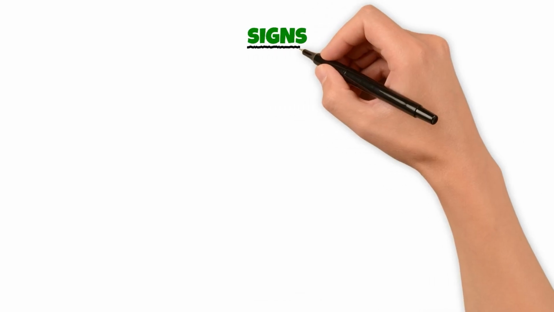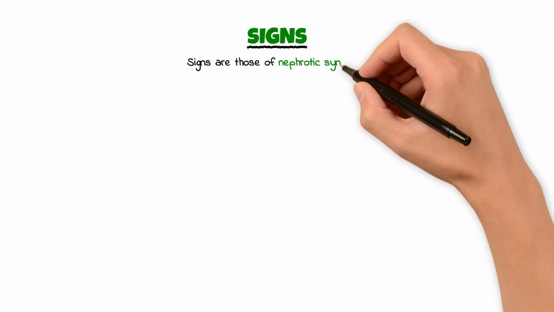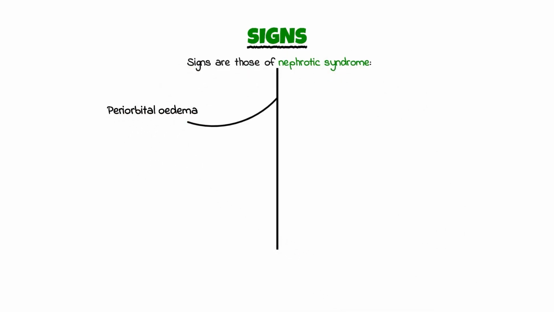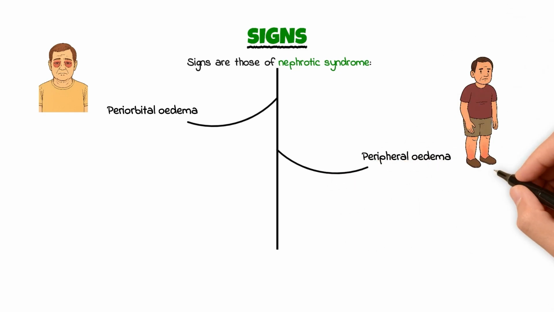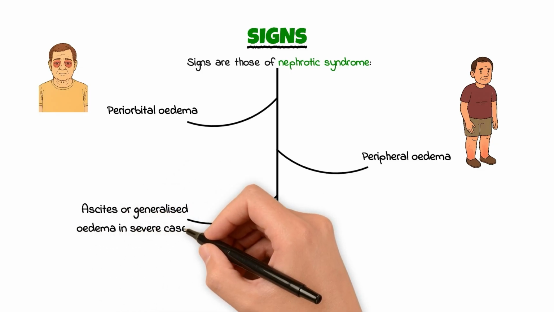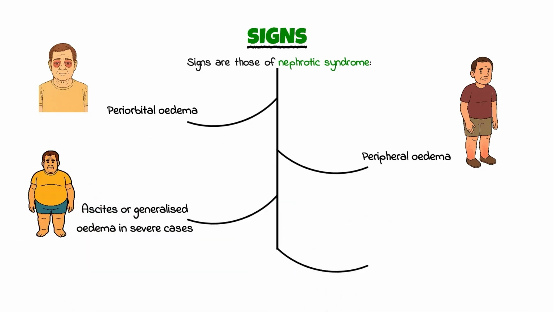Signs. Signs again are those of nephrotic syndrome. Periorbital edema, peripheral edema, ascites or generalized edema in severe cases, and hypertension in some individuals.